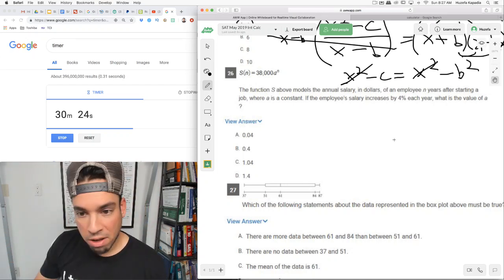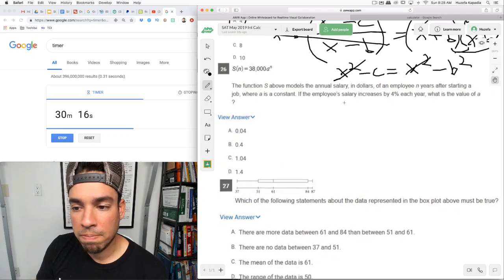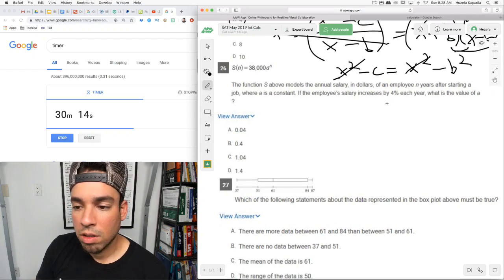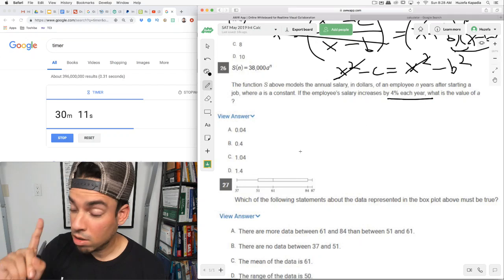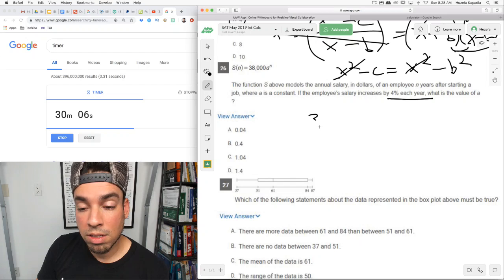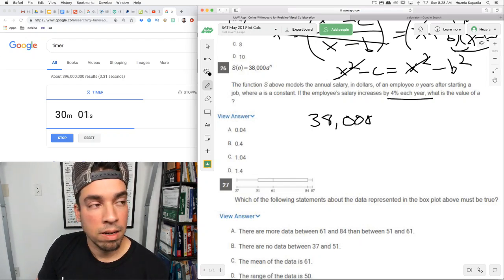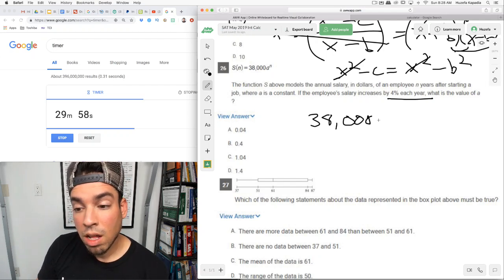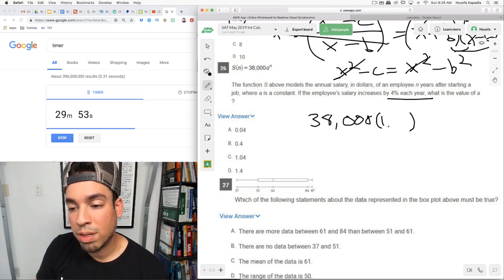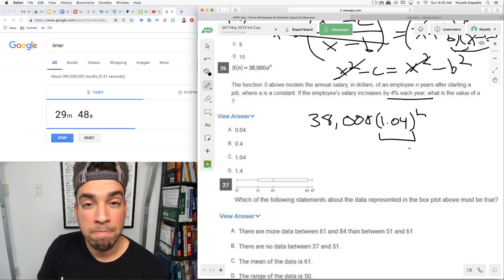S_n equals blah, blah, blah. The function above models the annual salary of an employee n years after starting a job. Okay. 4% each year. What is the value of A? Okay, look, this is also on my sheet. You could say it's an exponential equation, kind of, but it's really more of a compound interest question, to be honest. And what goes in here in compound interest is, if it's increasing, 1 plus the interest rate, but in decimal format. So 1 plus 0.04 to the n. That's your A value. All right.